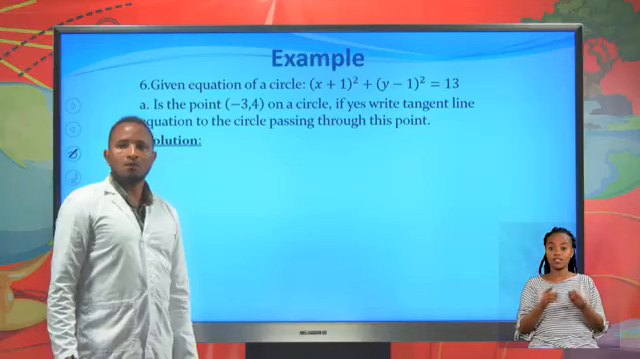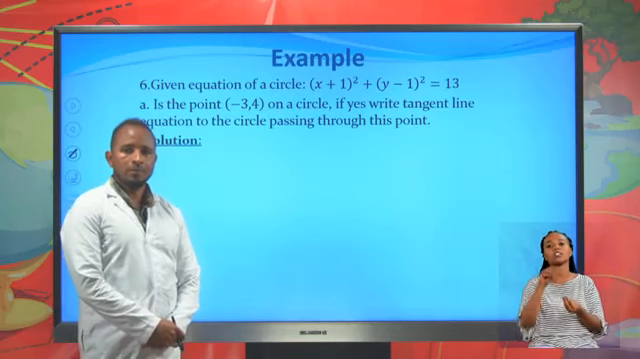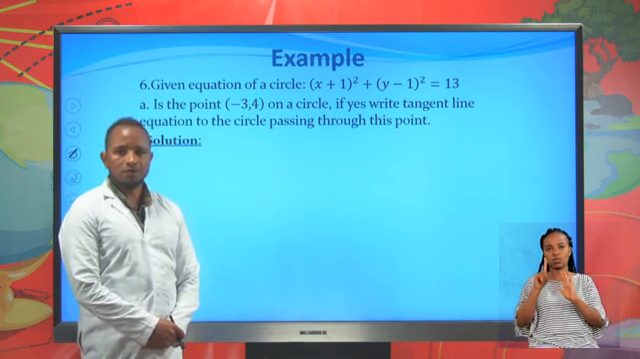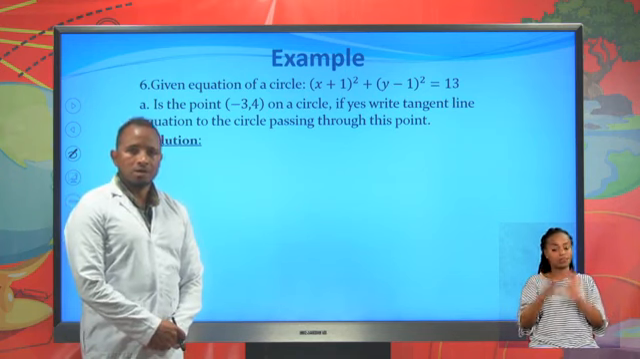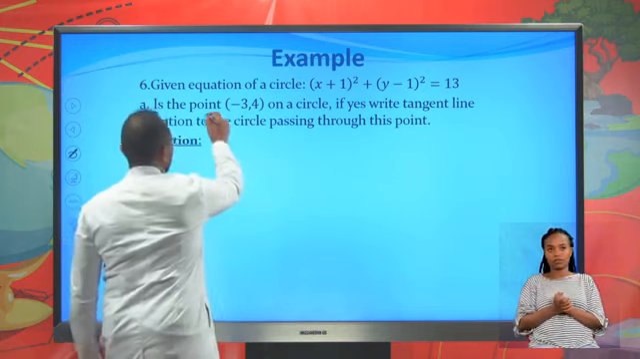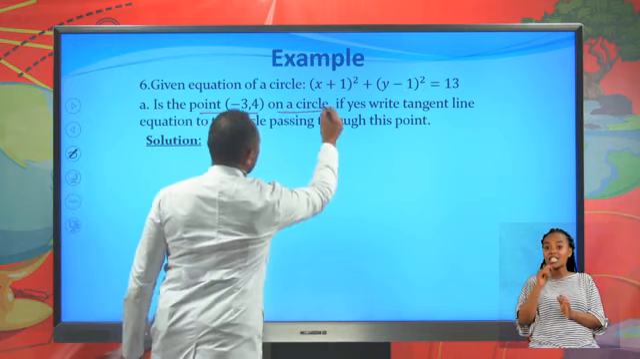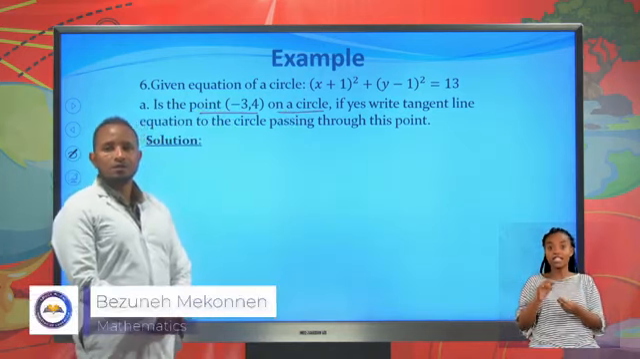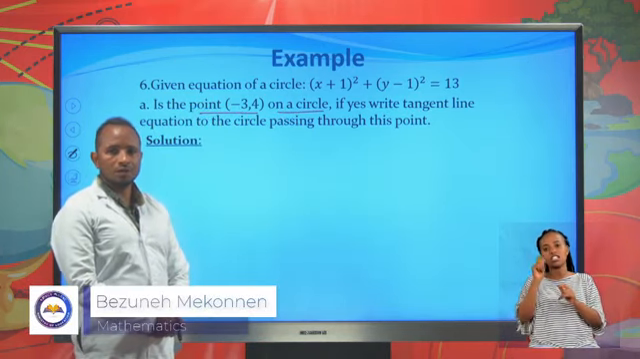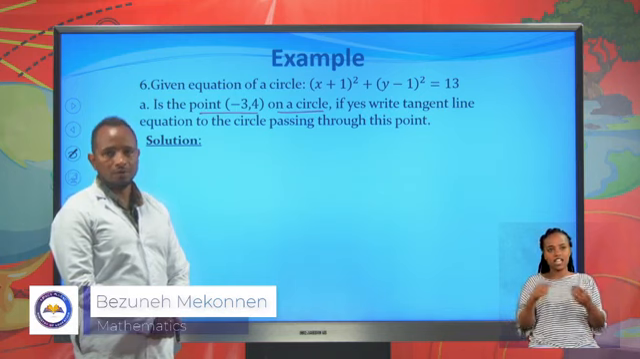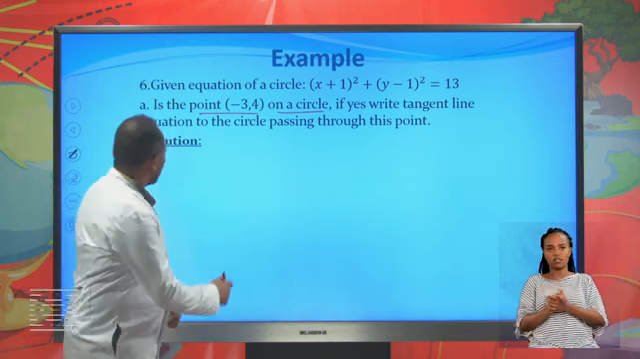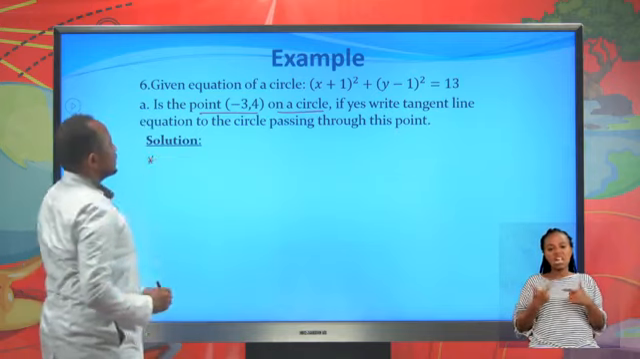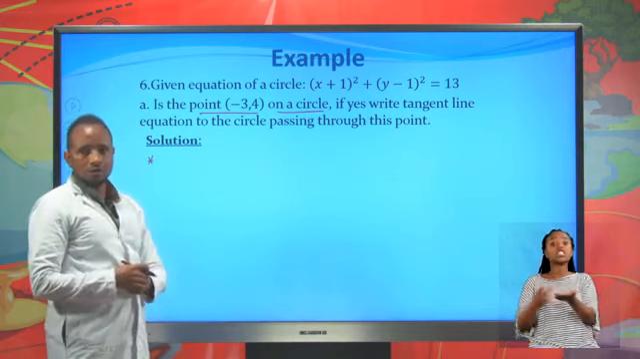Given the equation of a circle (x + 1)² + (y − 1)² = 13, is the point on the circle? If yes, write the tangent line equation to the circle passing through this point. So first, let's check whether this point is on the circle or not.